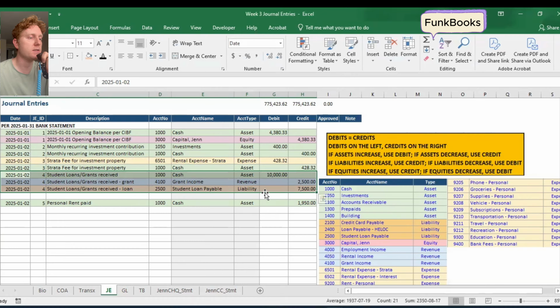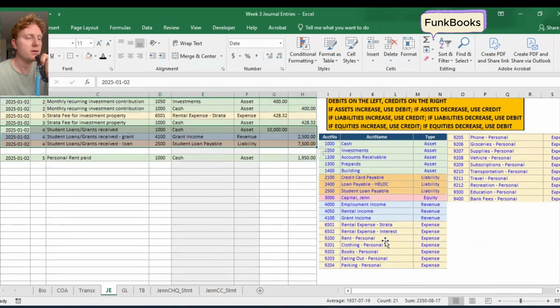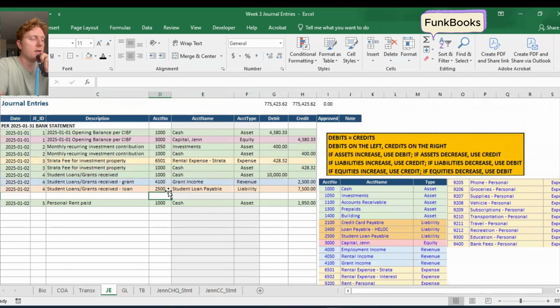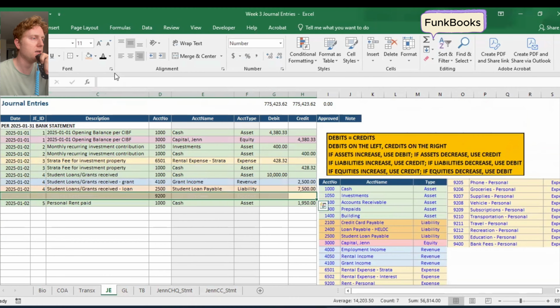Okay, so what is this? This is rent, right? Rent expense. It is personal in nature, so let's see if we can find it here. Rent is 9,200, so let's pop in the account number for 9,200. This is Jen's personal rent paid, right?